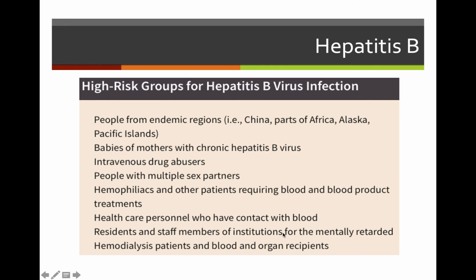This is because in some of those situations, residents of these institutions can be violent. They can attack each other. They can attack staff members. And unfortunately, in a lot of those institutions, there's also some sexual abuse that can go on. Again, sometimes it's the staff members abusing the residents, or sometimes residents can be very abusive themselves. Hemodialysis patients and blood and organ recipients are also at risk.